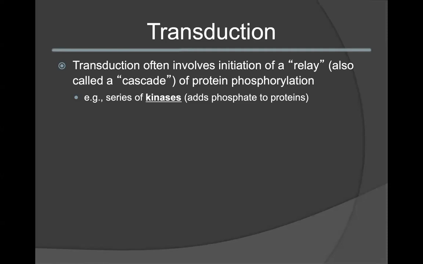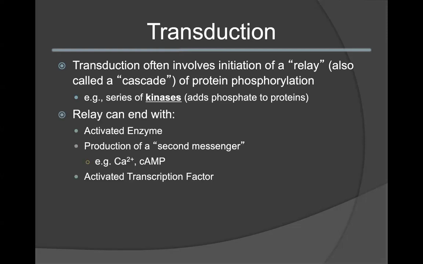These pathways usually involve a series of kinases because a kinase is the enzyme responsible for adding phosphate to the proteins. These relays can end with a cellular response. This cellular response can be a specific activated enzyme. It could also involve the production of a secondary messenger such as calcium or cyclic AMP, or cAMP for short. And it could also involve activating a transcription factor.